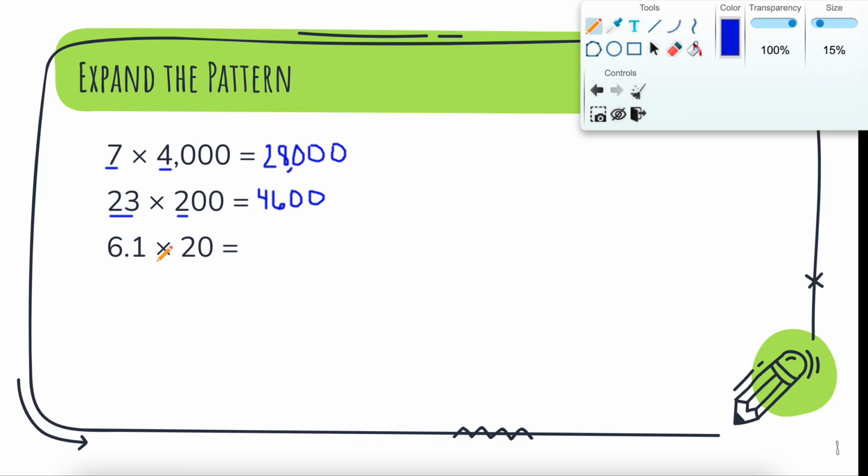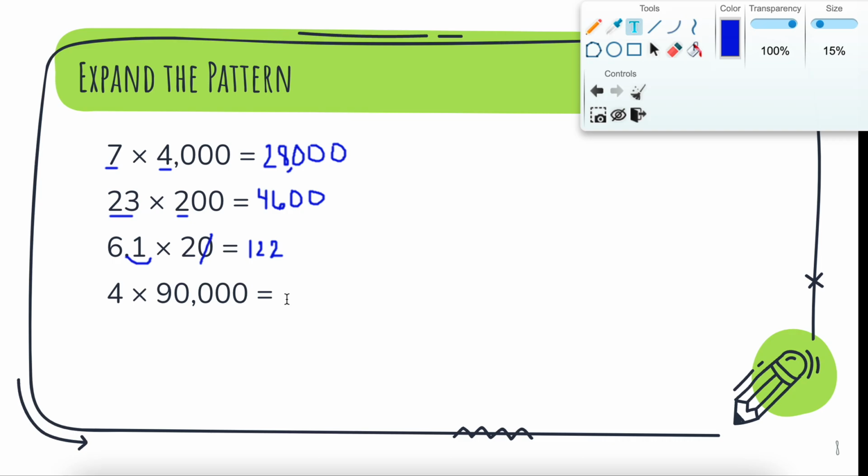This time, 6.1 times 2, I'm going to do just like it's 61 times 2. So 6 times 2 is 12. 1 times 2 is 2, so 122. And now for that 0, I first need to move my decimal place back 1. That uses up that 0. There's no more to add, so that's just 122.